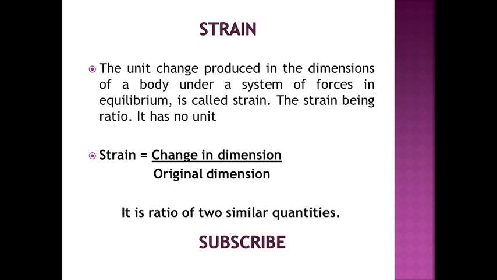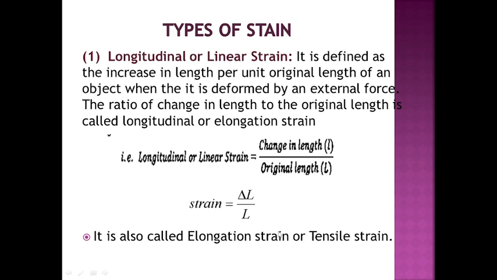The unit change produced in the dimension of a body under a system of force in equilibrium is called strain. Strain, being a ratio, has no unit, that is, change in dimension to the original dimension. So here it is the ratio of two similar quantities. That's why it is a unitless quantity. So again, like stress, we have three types of strain: longitudinal or linear strain.